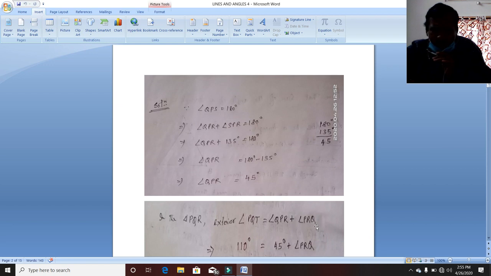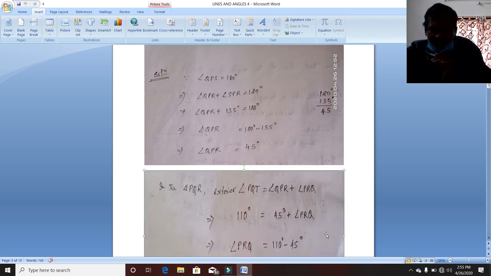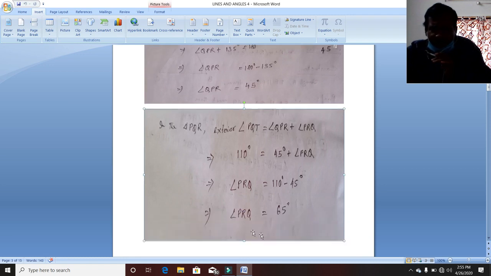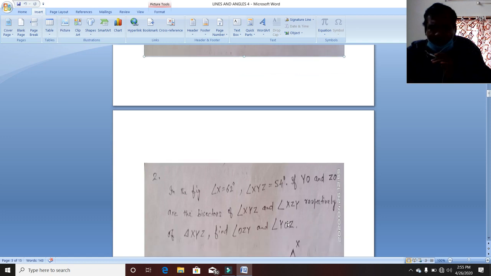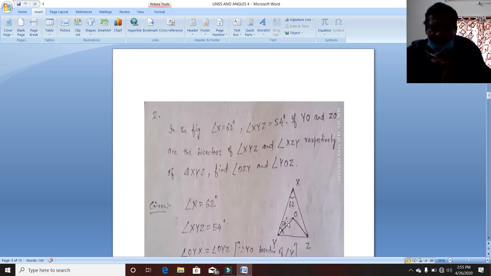Now you see PQT, it is given in the question that its value is 110, and this QPR I found 45 degree, and this PRQ I have to find out. Now transposing this, I am getting the value PRQ as 65 degree. Thus problem 1 is solved. Yes or no? Now you see problem 2.